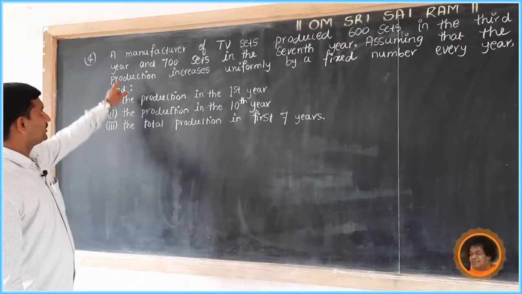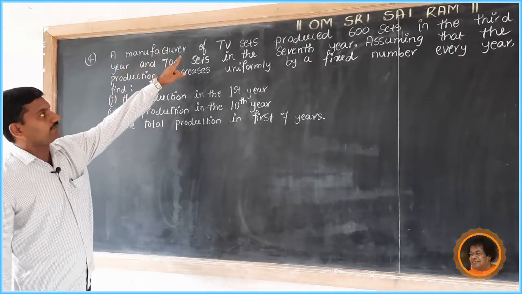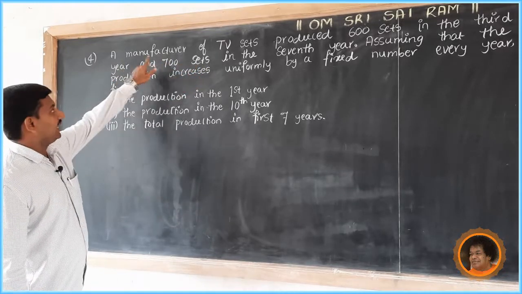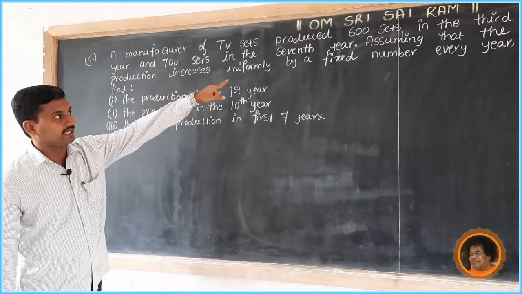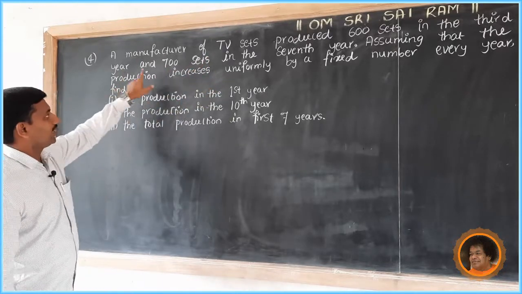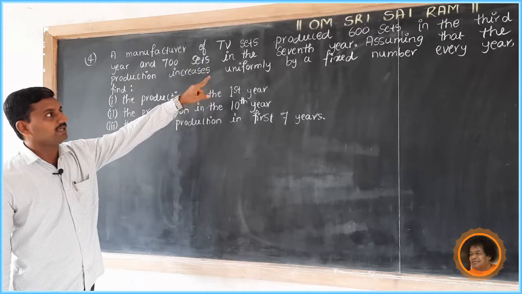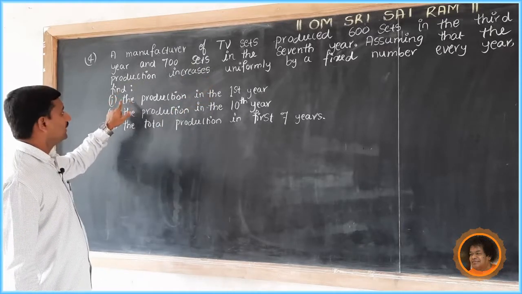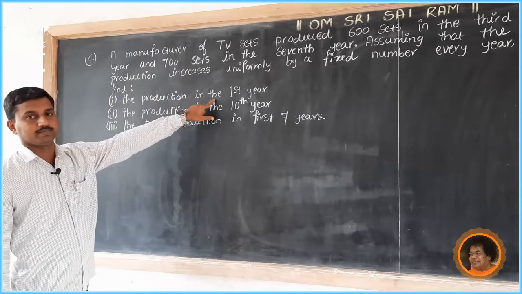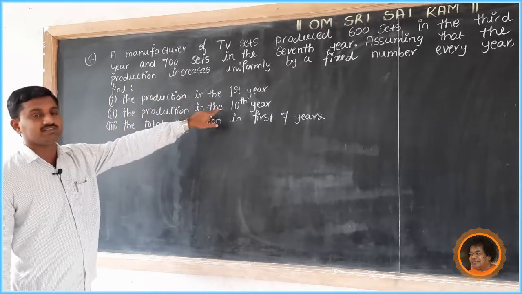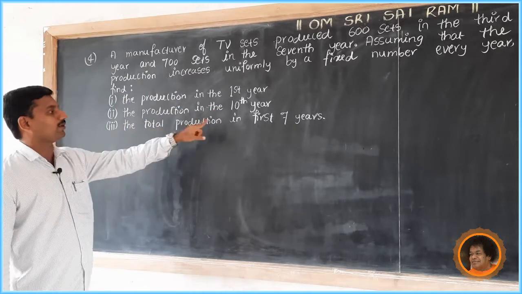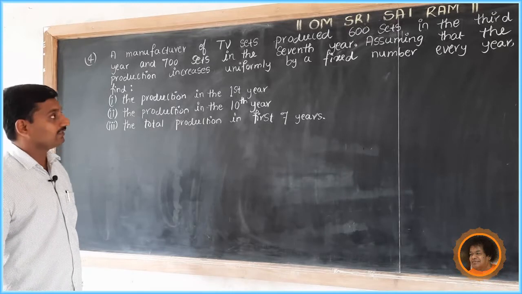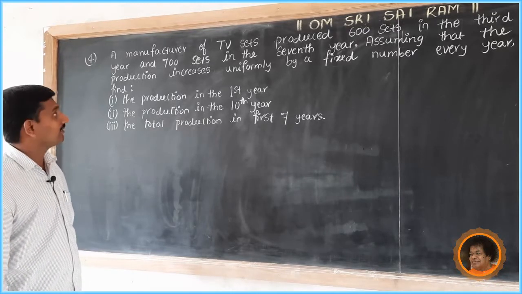Move on to the next question. A manufacturer of TV sets produced 600 sets in the third year and 700 sets in the 7th year. Assuming that the production increases uniformly by a fixed number every year, you have to find, number 1, the production in the first year, next the production in the 10th year, and the total production in the first 7 years. Understand the question correctly.